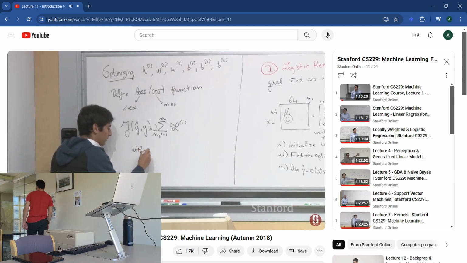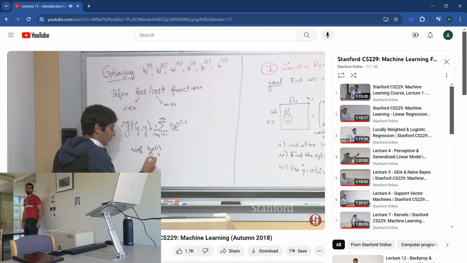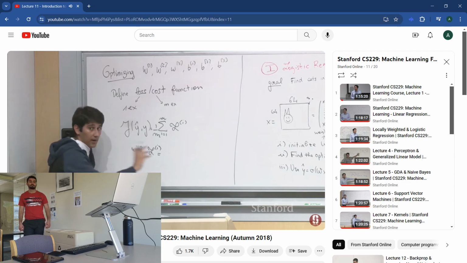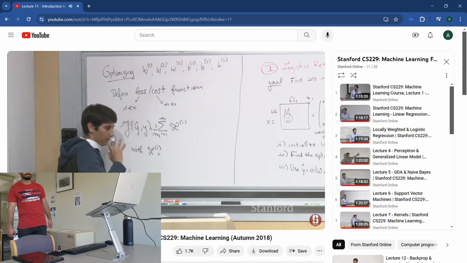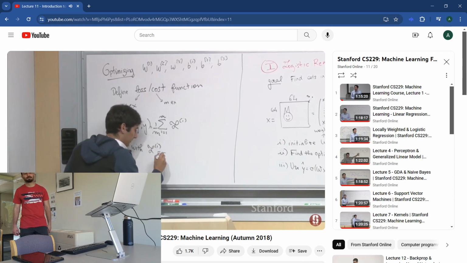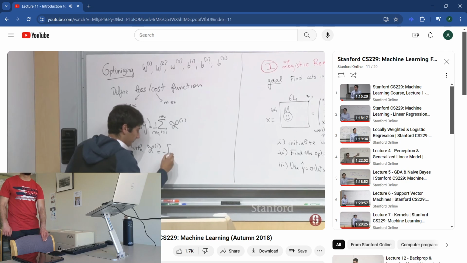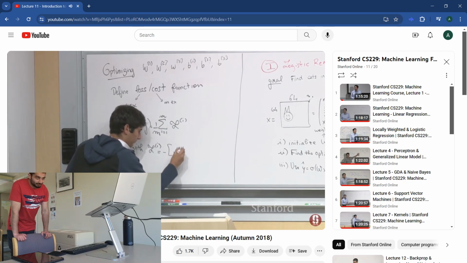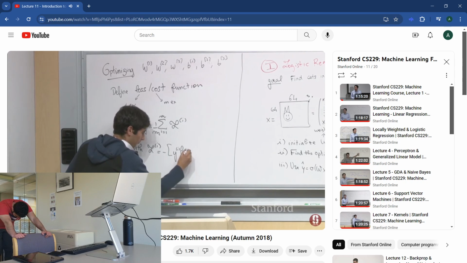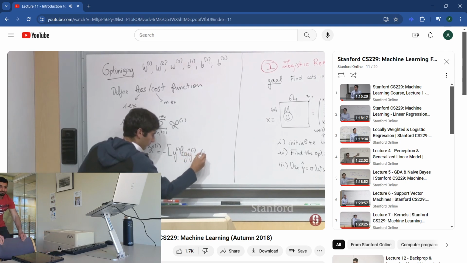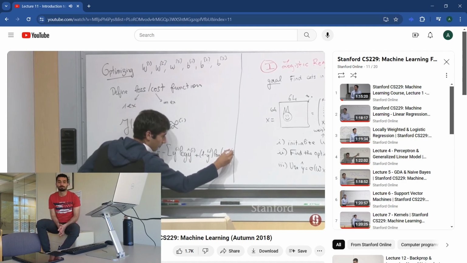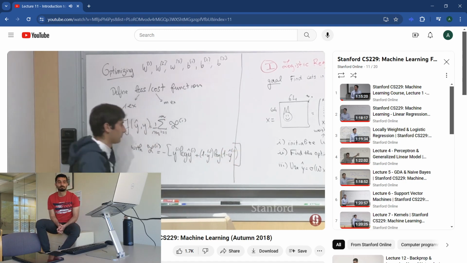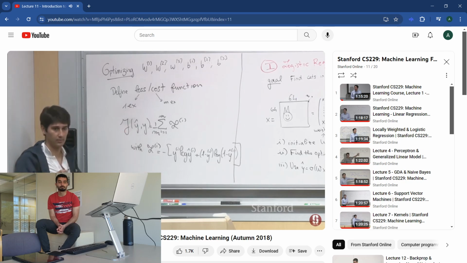And Li will be the loss function corresponding to one input. So what's the error on this specific one input? And it will be the logistic loss. You've already seen these equations, I believe.